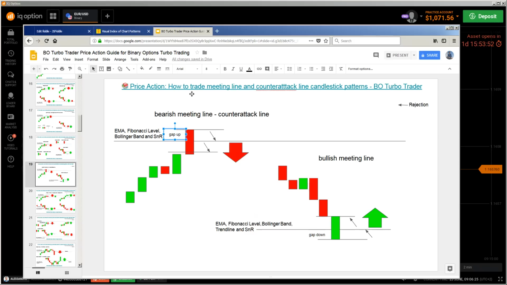They are not difficult to distinguish. You wait only for a gap, and after that the price will come back to the previous level here, close to the real body. Important is the real body, not the wicks, and then you enter into a trade, in a reversal trade.